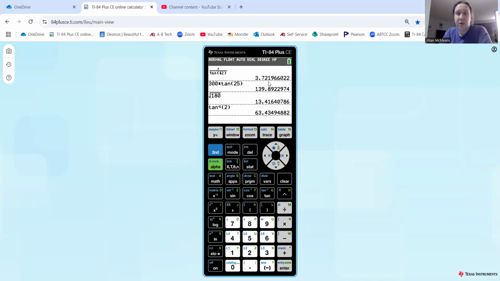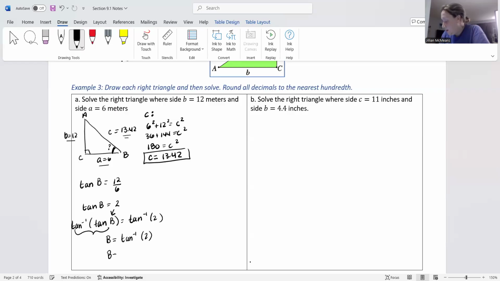So B is 63.43 degrees. All right, so 63.43. It may not fit very nicely, but we got it in there barely. Oh, shoot. I didn't mean to undo my whole triangle. There we go. Okay, so the last thing that we have to find is the measure of angle A.